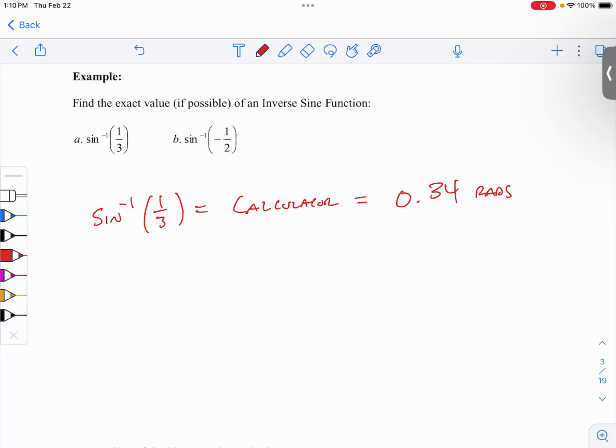Now, we can be more precise when we have something that actually is on the unit circle. So 1/2, we just said, is on the unit circle. And specifically, we can have -1/2.